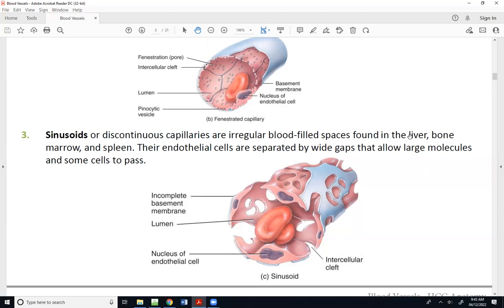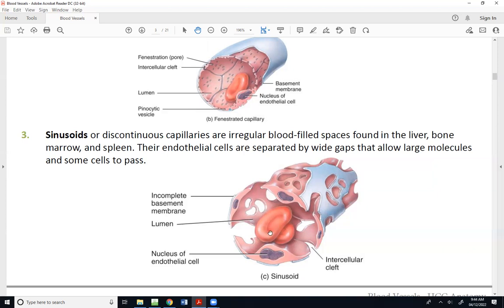We find them in the liver because that's where we make our plasma proteins, those plasma proteins we talked about the other day, like fibrinogen and albumins. Those are made in the liver cells, and then they are able to get into the bloodstream in this manner. The bone marrow is where we make our blood cells, and that's why we have these here. The blood cells can travel into the blood via these. And then in our spleen, this is where we can actually remove blood cells. Same thing in the liver as well. As our red blood cells and white blood cells start to break down, we can remove them from the circulation that way.